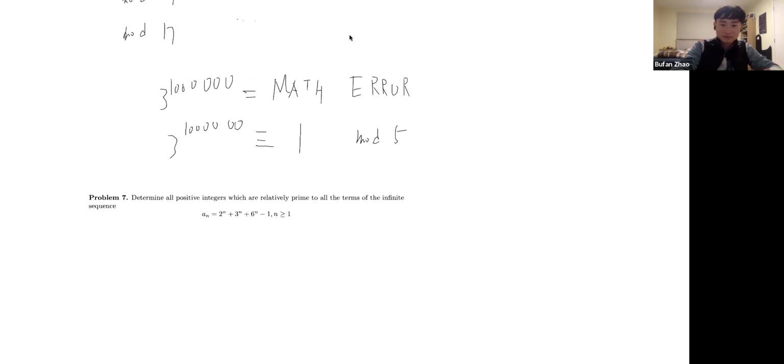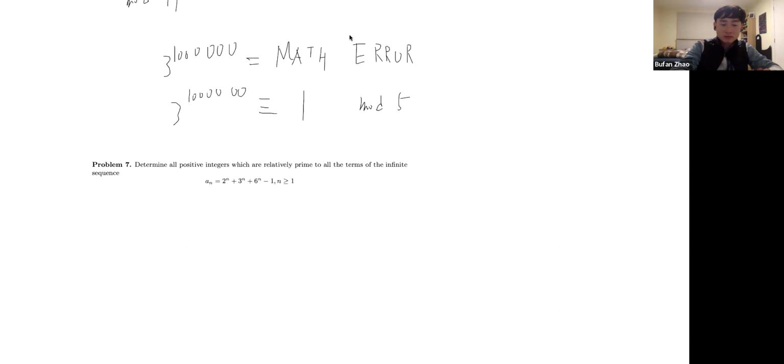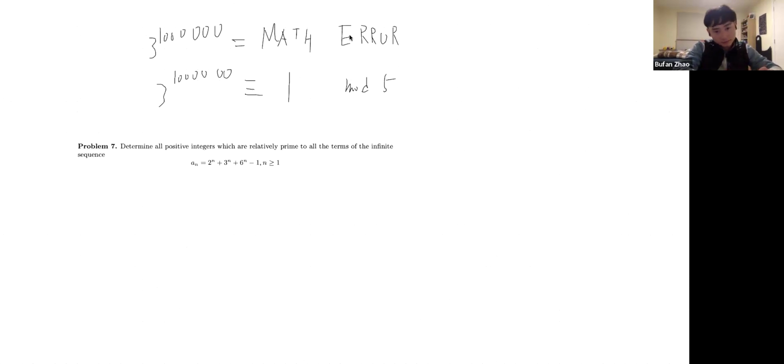To start off, I recommend you all try some small cases. What if n is equal to 1? What if n is equal to 2? What if n is equal to 3? Try these small cases and then tell me what you think the answer is. In fact, if I were you, I would try the first 10 numbers. 15 is probably too much, 10 is probably good enough.